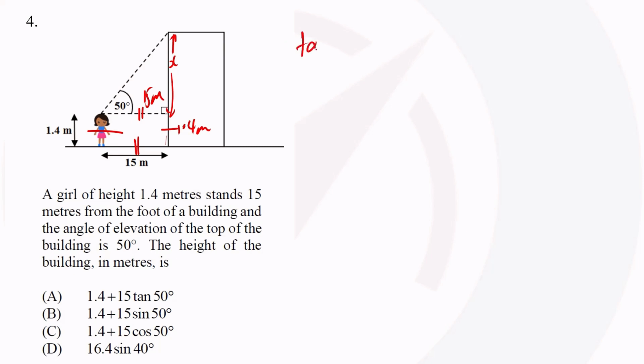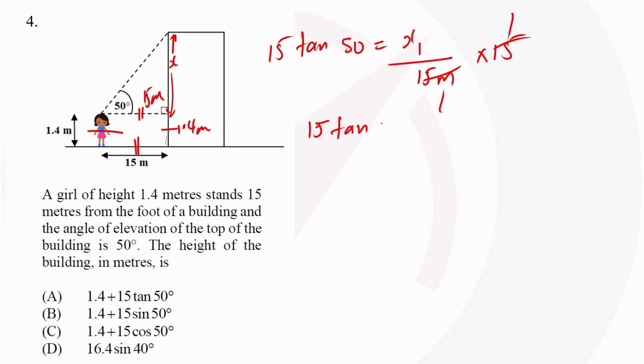So tan 50 is equal to opposite, which is our x1, over the adjacent, which is 15 meters. So we know that in order to find x1, we're going to multiply both sides by 15. So we're going to have 15 tan 50 degrees equal to x1.